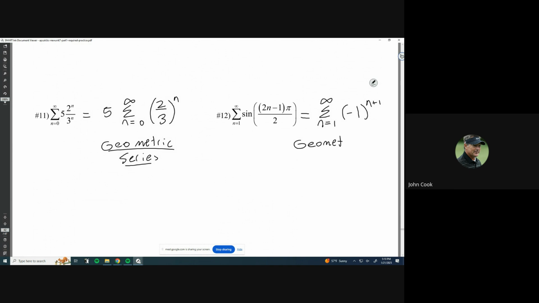So geometric series. That was a tricky one because you had to kind of see what the terms turn into to see that it's a geometric series. That's tricky. That's real tricky.